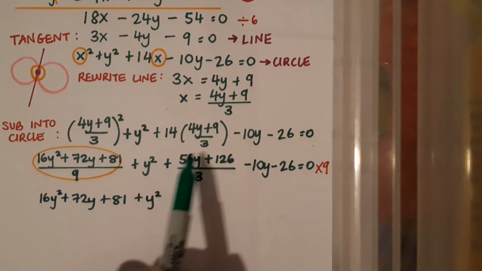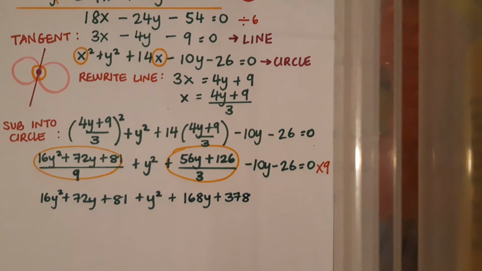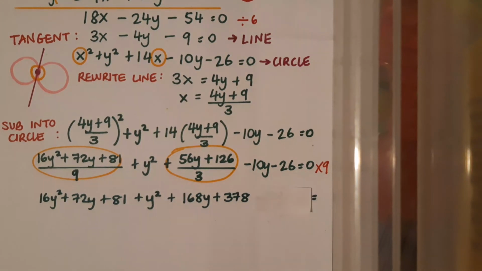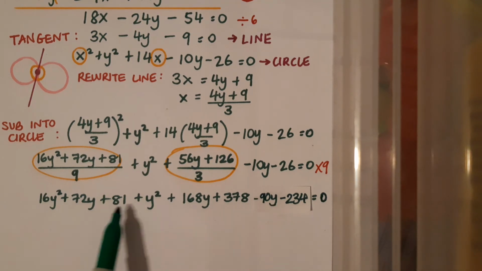And now next I've got this fraction. And again, I'm going to times this by 9. But notice how it's being divided by 3 already. So 9 divided by 3, I'm really multiplying by 3. So that'll give me 168y plus 378. And then my last two terms just get times by 9. Right, so a bit of tidying up now is in order. So put the y squareds together, put the y's together, and then put the constants together.